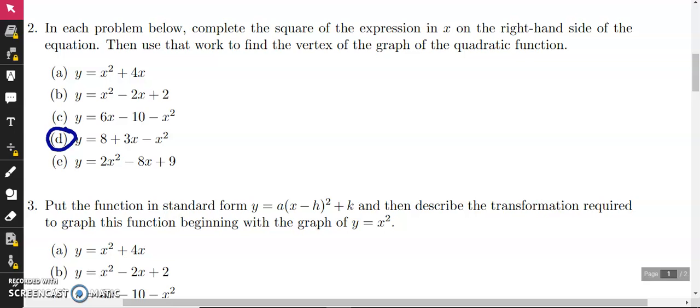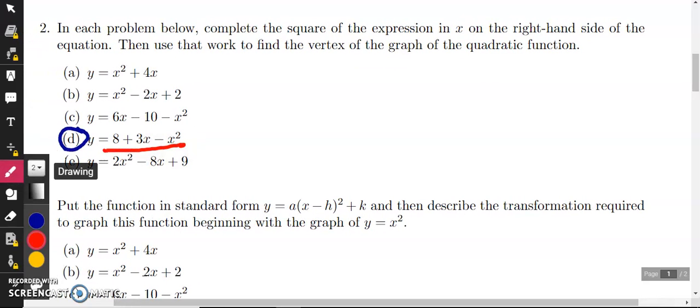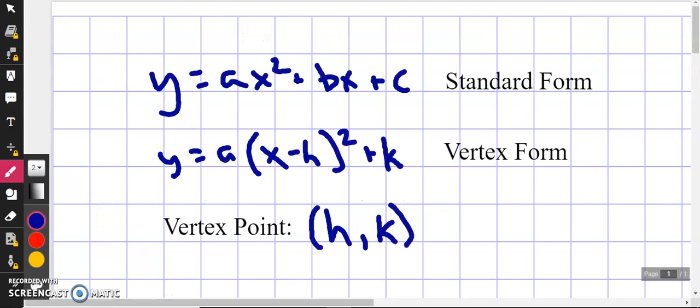All right, for our next example, we're going to look at finding the vertex form from an equation that's in standard form. So I'm going to take the equation that I've got right here, and I'm going to convert that into vertex form.